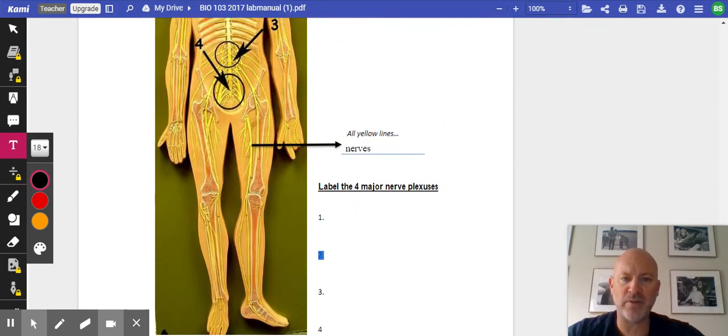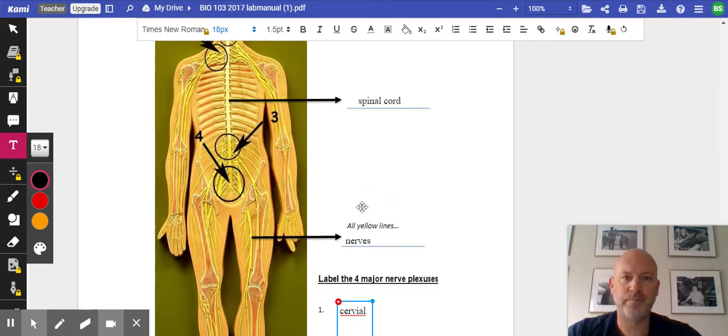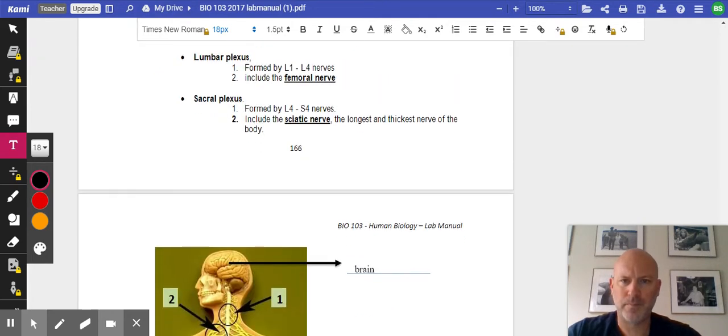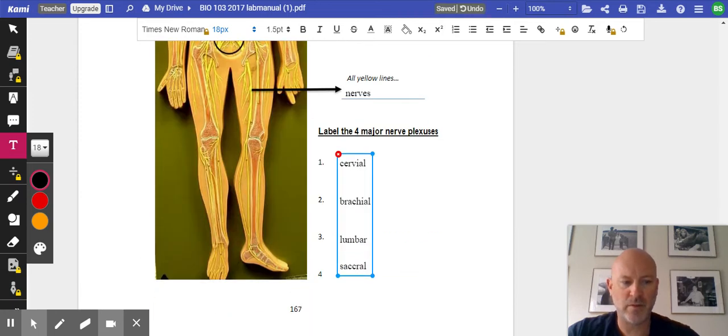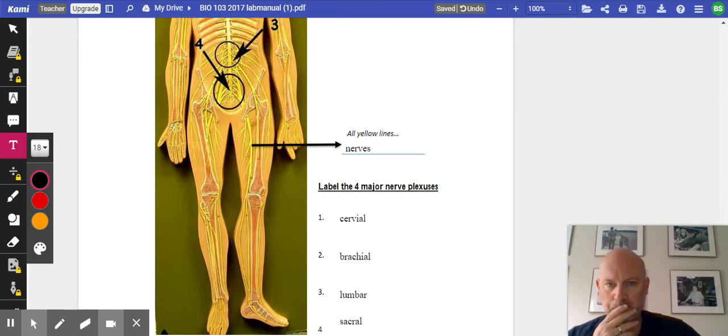So it was cervical, brachial, lumbar, sacral, with one C. All right.